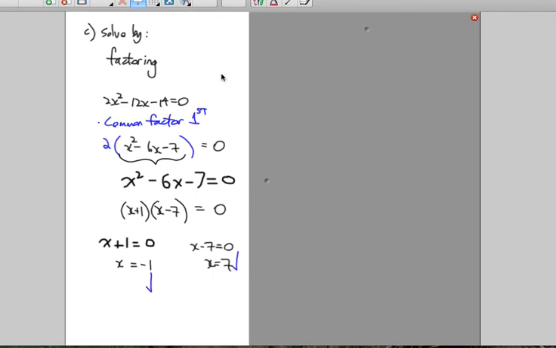Third method, factoring. I strongly recommend this if it's an easy one to factor. If it's not, don't go too far down that road. There's better ways. Factor out a common factor of 2, x squared minus 6x minus 7 factors down to (x + 1)(x - 7) equals 0. This means that either the left bracket equals 0 or the right bracket equals 0. So you solve those, same answer.